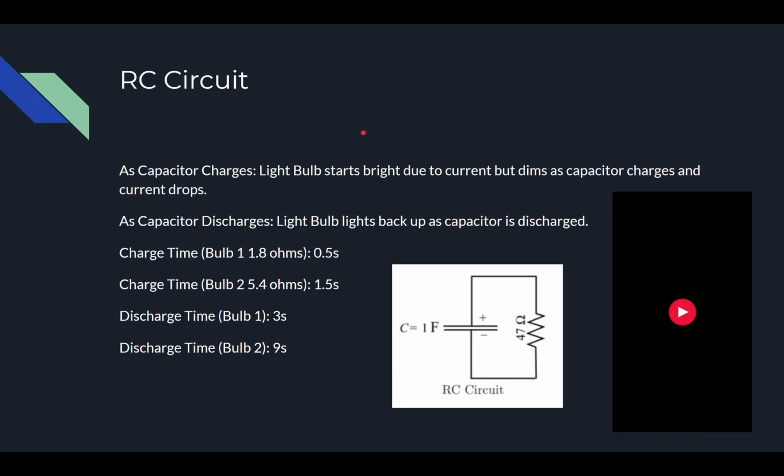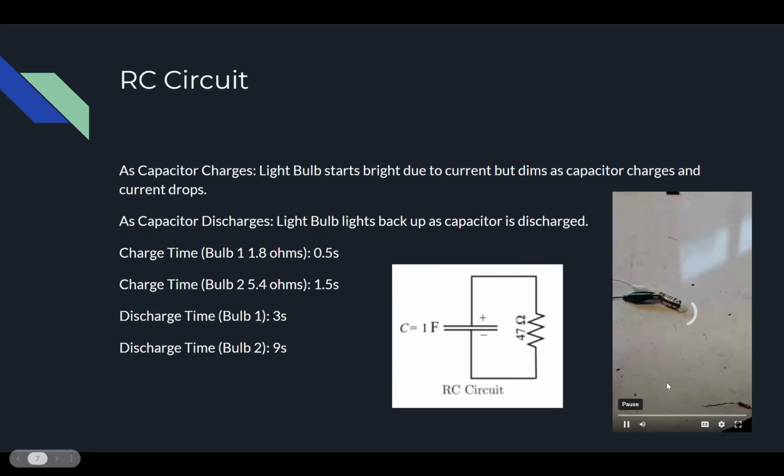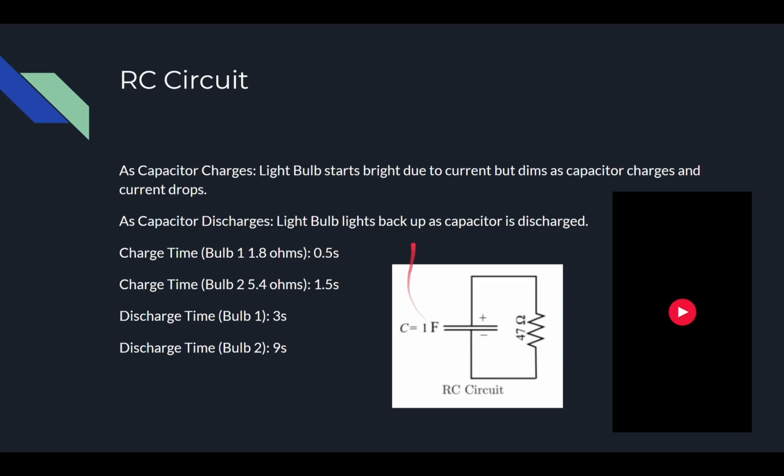The other circuit was this RC circuit. If I play the video here, the bulb starts to glow a little bit and dims. That is because as we charge the capacitor, the light bulb starts bright because there's a decent amount of current coming through. Then it dims because the capacitor is charged and now it no longer takes a current. And as it discharges, the light bulb lights back up because it's now letting current out back into the light bulb.